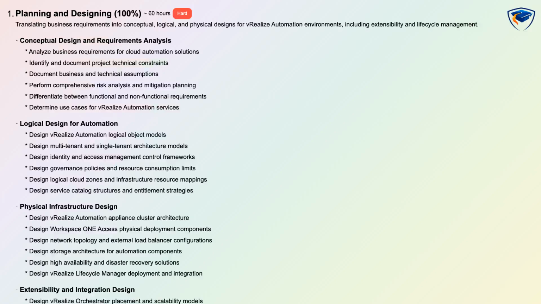The planning and designing domain prepares candidates to convert business goals into actionable automation architectures that are secure, scalable, and maintainable. You will learn how to capture and document both functional and non-functional requirements, identify technical constraints and assumptions, and perform risk analysis with mitigation planning. The domain also expects you to reason about governance, tenancy models, identity and access controls, and life cycle considerations across conceptual, logical, and physical layers.